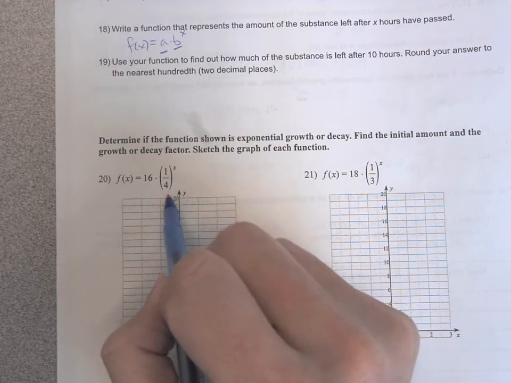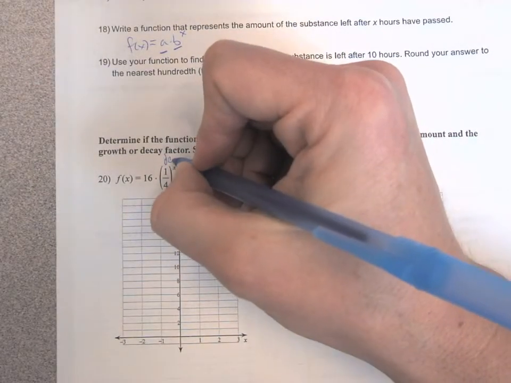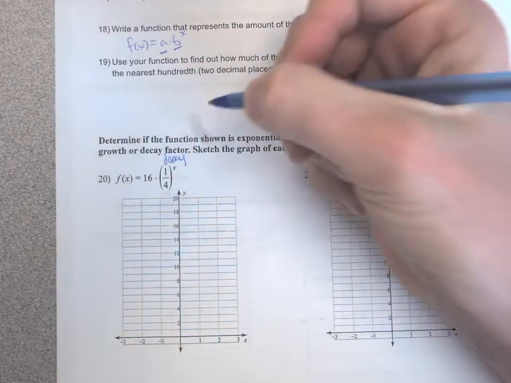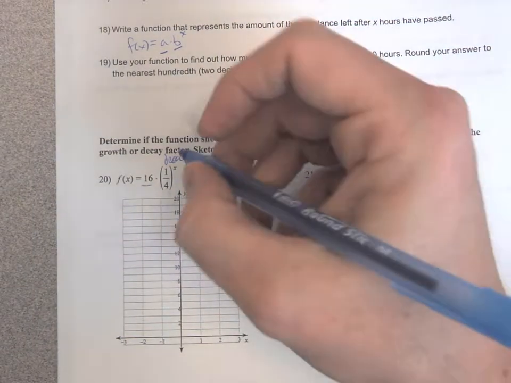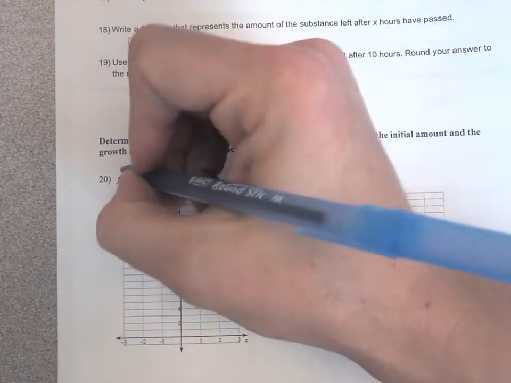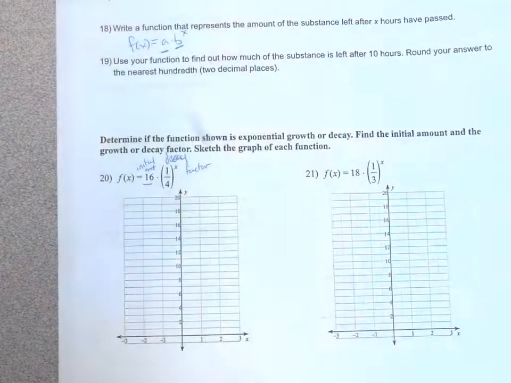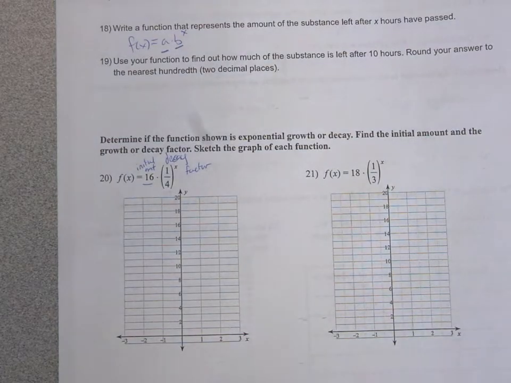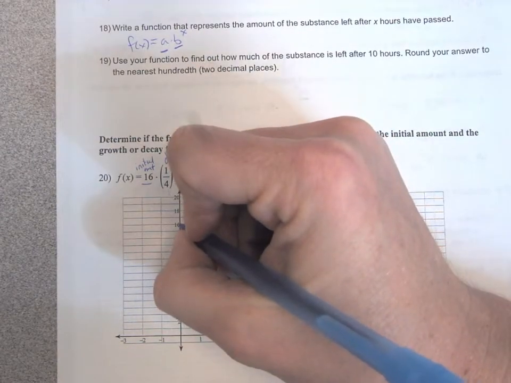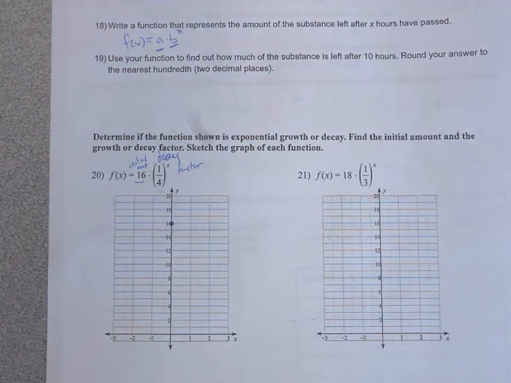In this case, it's decay because that's less than 1. And this is the initial amount. So I'm going to write decay factor of 1/4, and then this is the initial amount. Okay. So initial amount is how much you have when no time has passed, like 0 hours have gone by, or 0 days, or whatever happens to be. So if my initial amount is 16, I start with 16 whatever, grams, zombies, whatever you want to talk about.